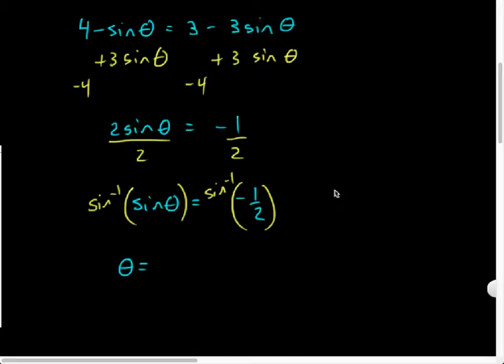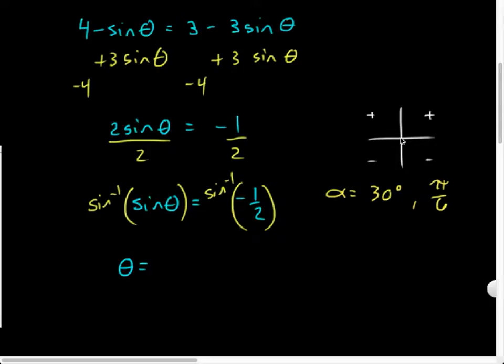Let's first figure out what is the reference angle. What is sine inverse of positive 1/2? When is sine equal to positive 1/2? No, that's root 2 over 2. It's 30 degrees, or pi over 6 if we're talking radians. So that's my reference angle, but now my question is, when is sine negative? Sine's negative in quadrants 3 and 4.